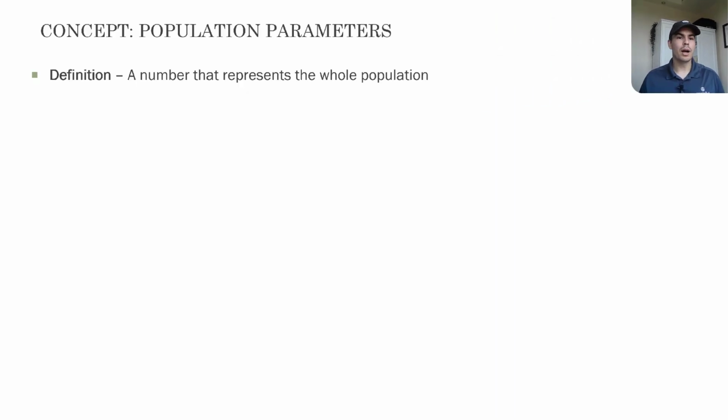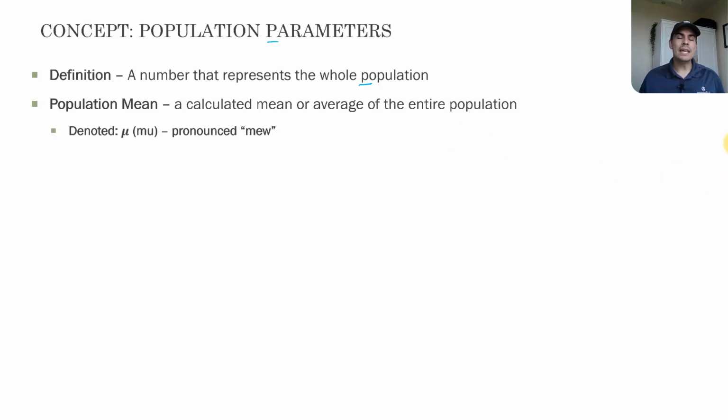So hopping into our population parameters, this is a term that we've seen before. Remember, this is a number that represents the entire population. P for population, P for parameters. Now, our population mean is a very specific type of population parameter. A population mean is just the calculated mean or average of the entire population, and we denote it with this Greek symbol mu. Mu is how it's spelled. It looks like this, and we pronounce it mu, kind of like U with an M at the beginning.